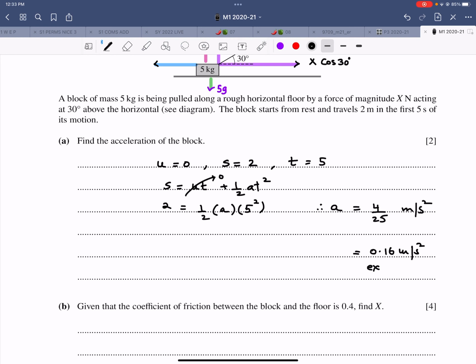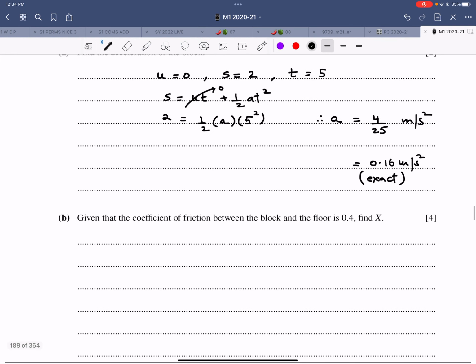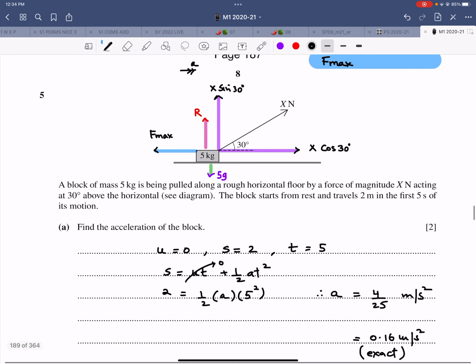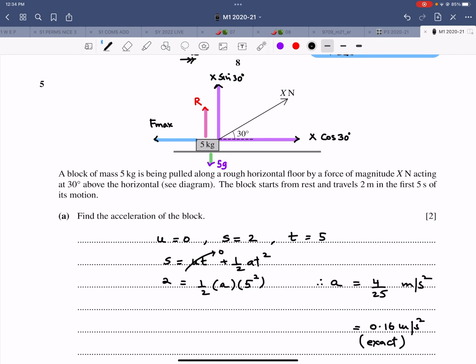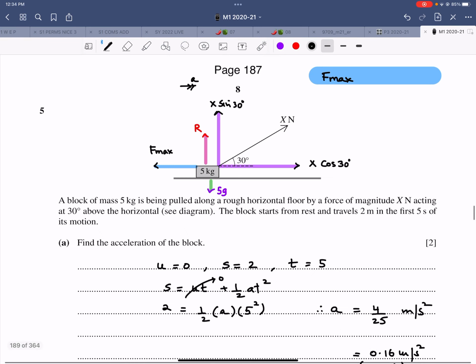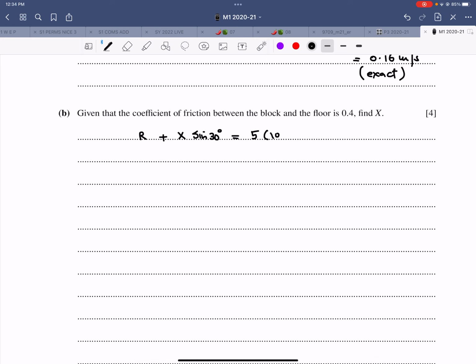This is exact. Now it says, given that the coefficient of friction is 0.4, find x. First of all, R plus x sine 30 is equal to 5g. Is it 5 or 0.5? 5g. R is equal to 50 minus 0.5x. Sine 30 has a value of this thing. So that's the first thing that's done.